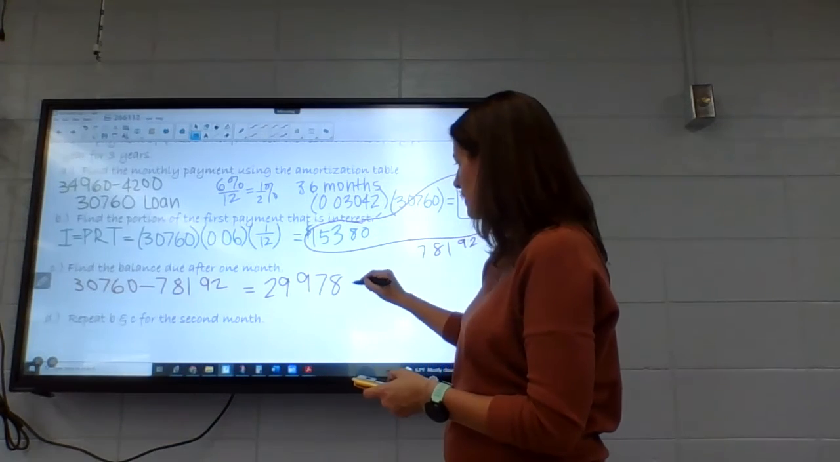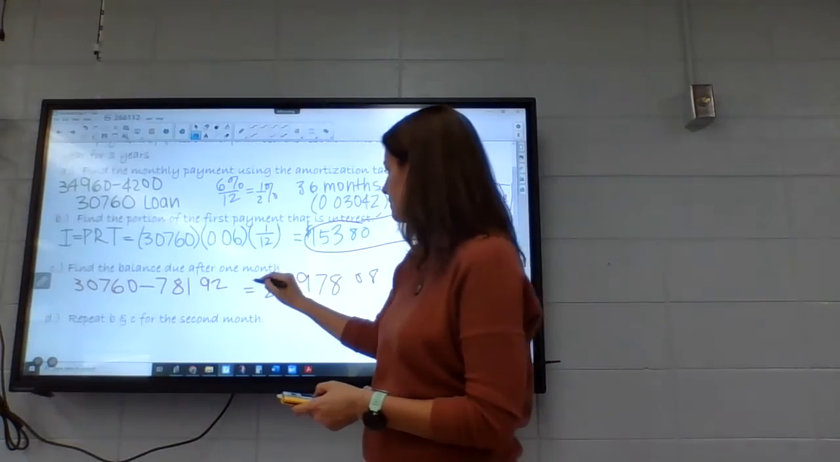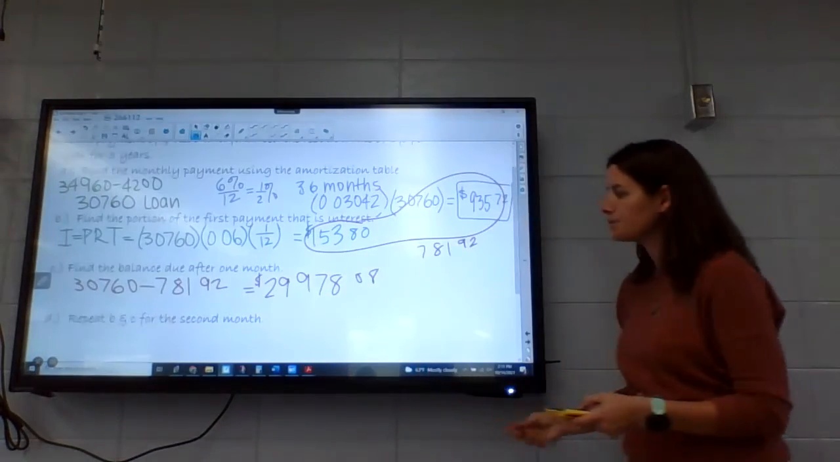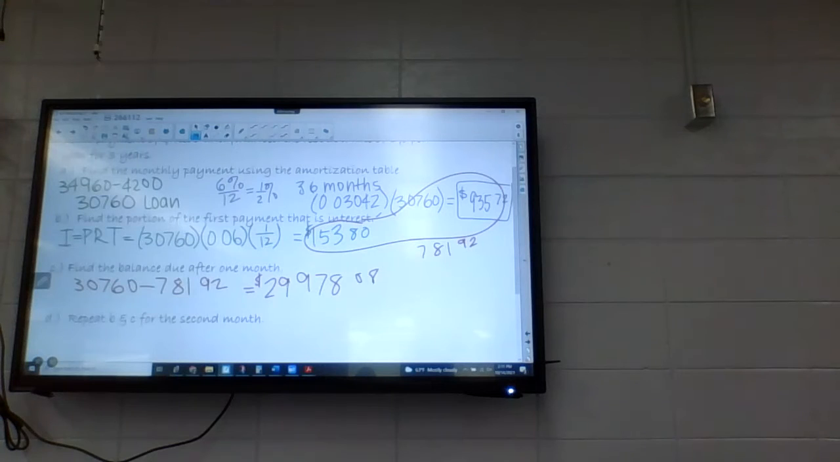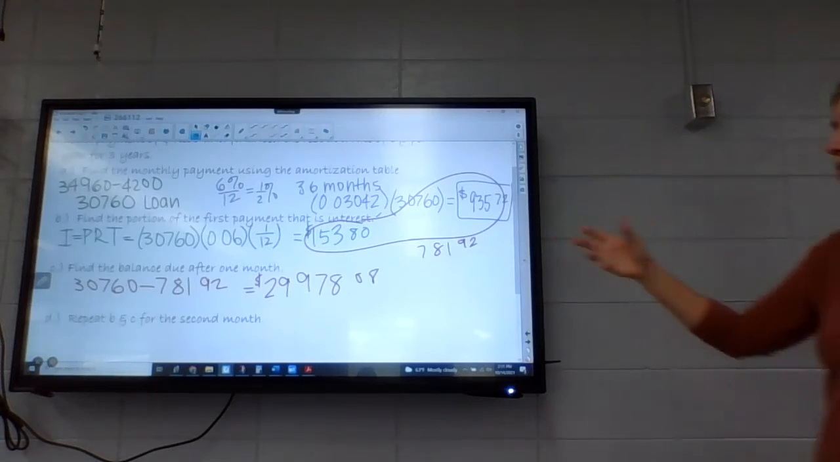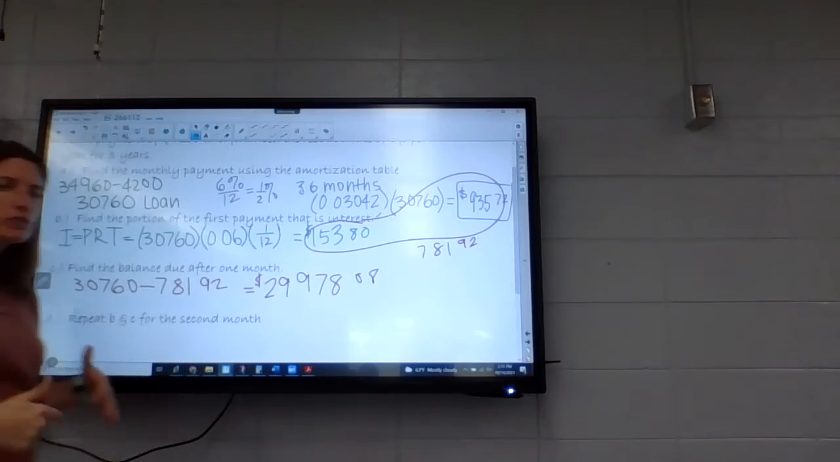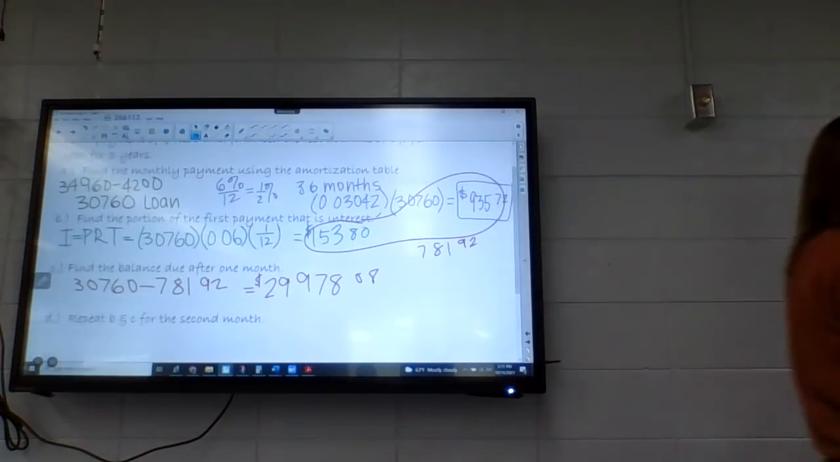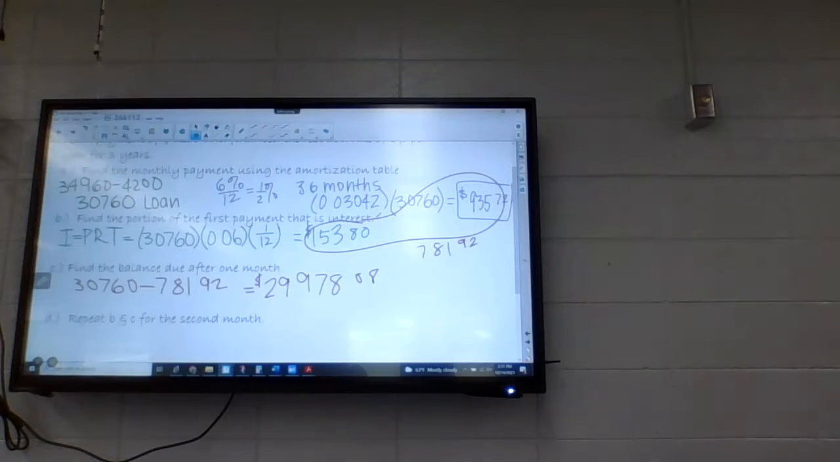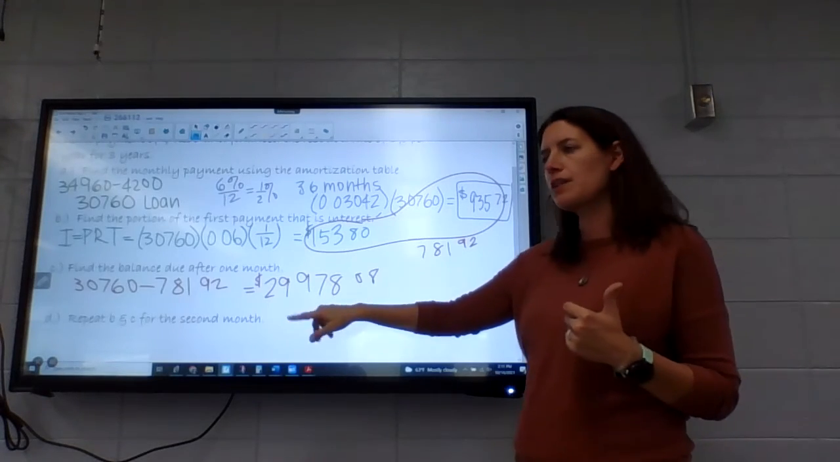So we're under 30,000. But the good news is that's the most the bank will ever get from us. Every month, the amount we're paying in interest is going to go down a little bit more and a little bit more. So what we're going to do now is show how that changes in the second month. They want us to repeat steps B and C for the second month.